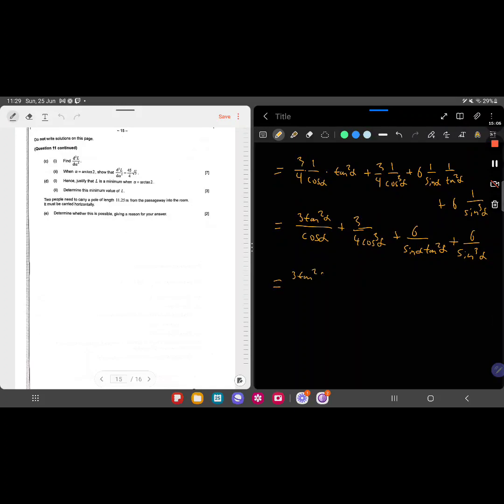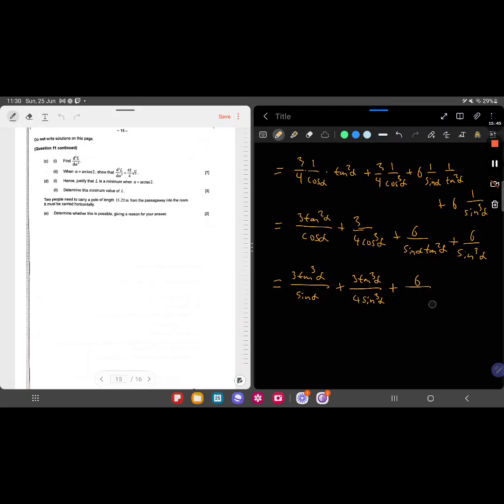3 tan squared alpha over cos alpha. Wait, sine over cos is tan, so that's sine alpha over tan alpha. And times tan alpha on both sides, you just get cubed plus. So again, cos is sine over tan, times tan on both sides. 3 tan cubed alpha over 4 sine cubed alpha. Again, sine over cos is tan, so 6 over cos.